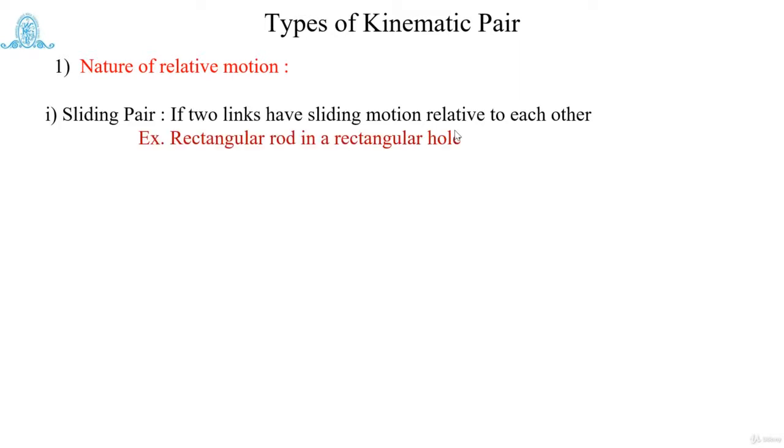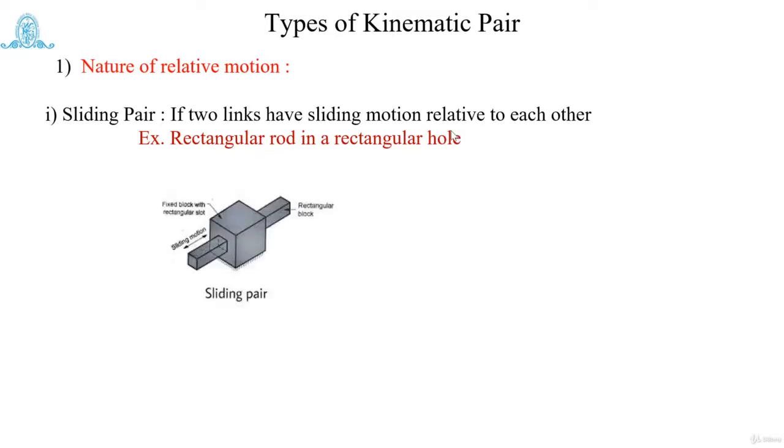For example, if you take a rectangular rod in a rectangular hole, then you will find it is an example of a sliding pair. This is a rectangular block with a slot, and this is the rectangular rod. If you try to rotate it, it will not rotate. But if you try to slide it inside the slot, then it will move in the forward and backward direction. So it is an example of a sliding pair.